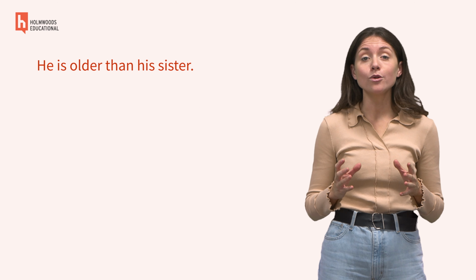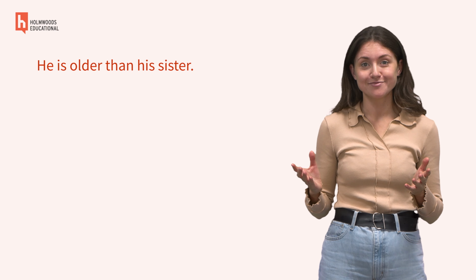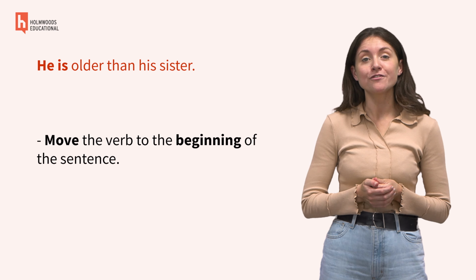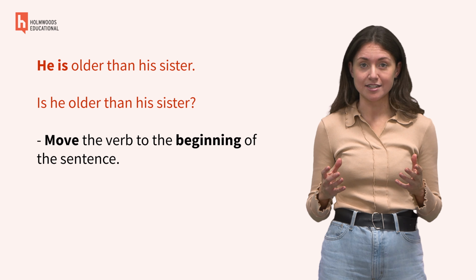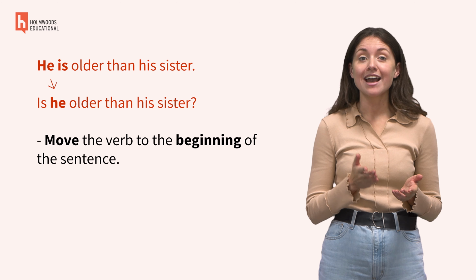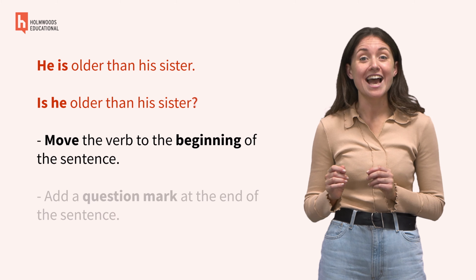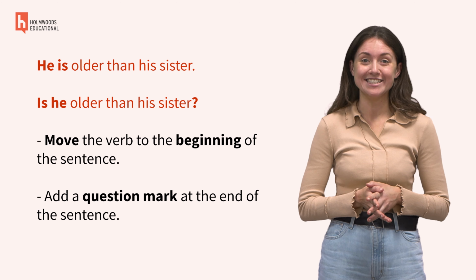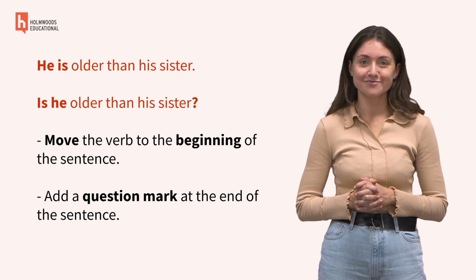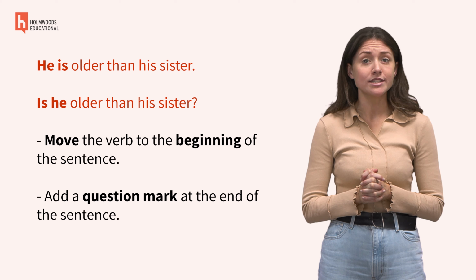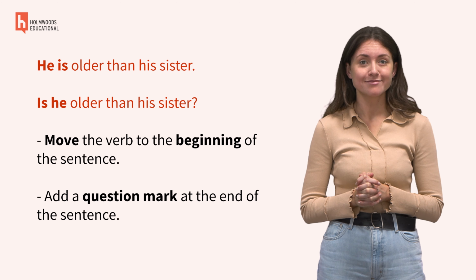He is older than his sister. Now move the verb to the beginning of the sentence, so he and is change places. Don't forget to add a question mark at the end of the sentence. Is he older than his sister?